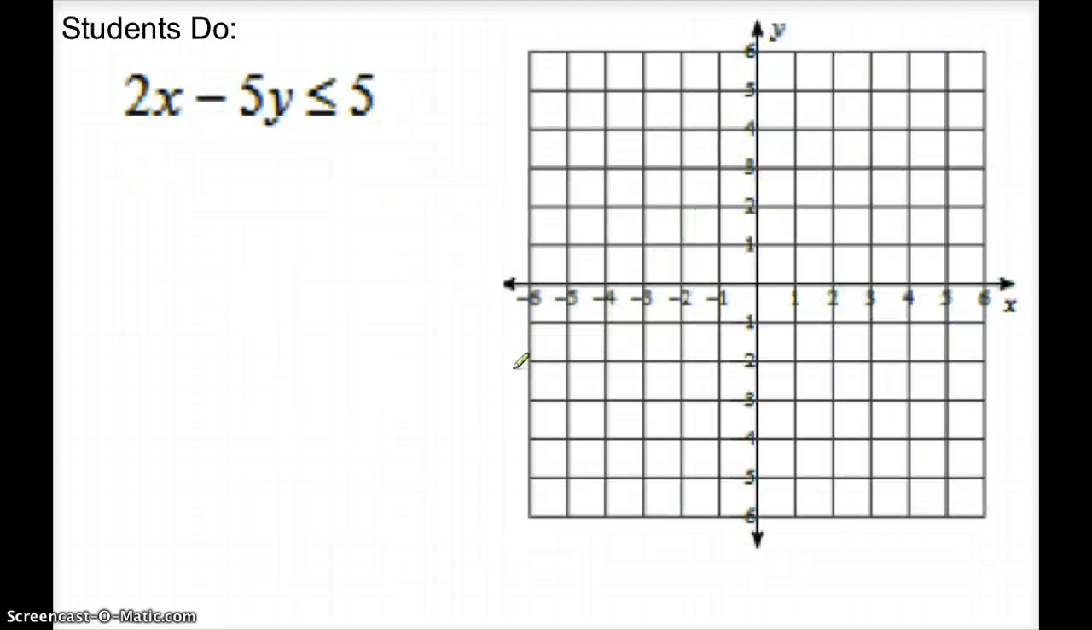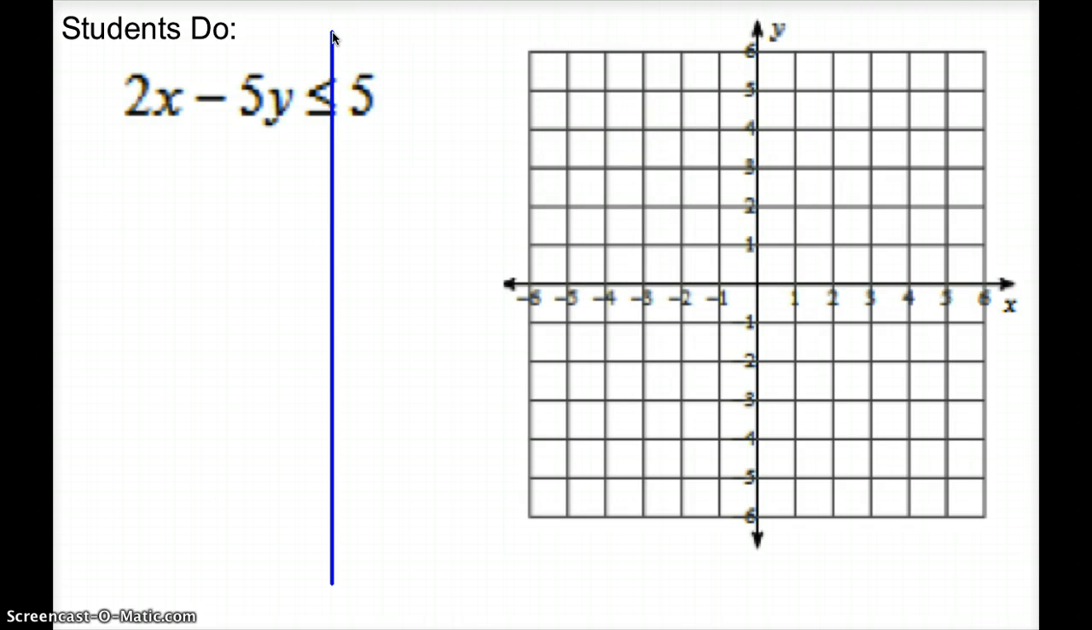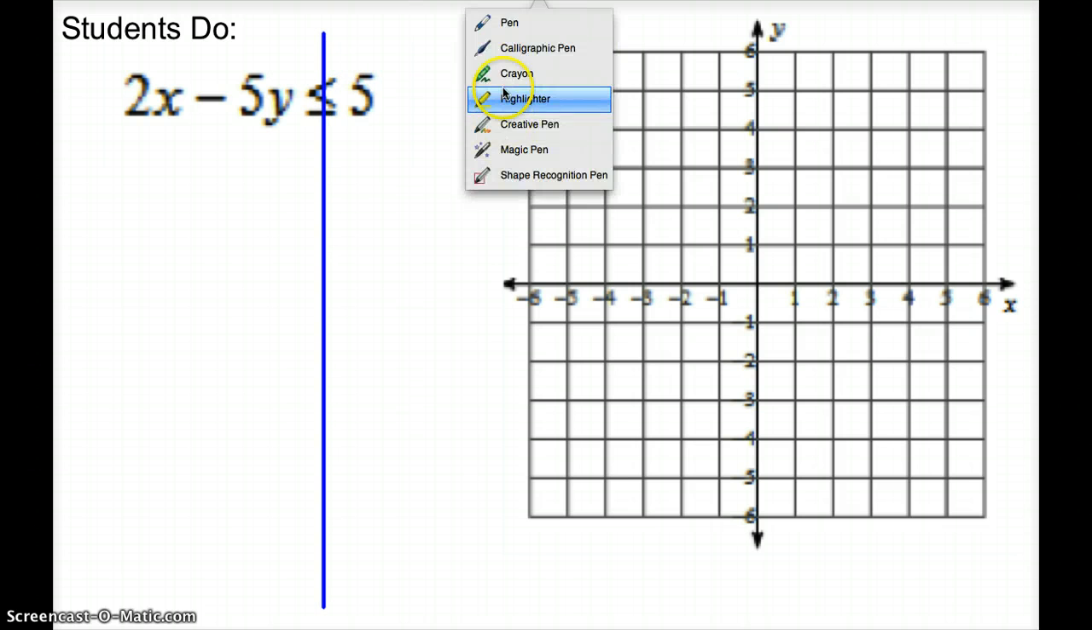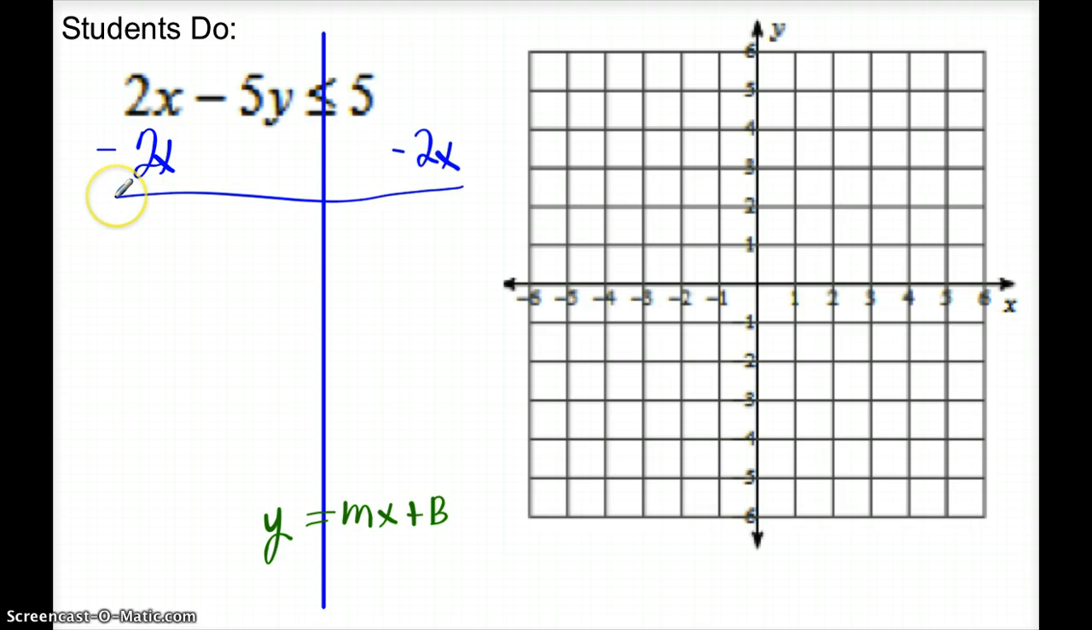Students do. One last time, we're going to make sure that we have y equals mx plus b. We want everything in that form because it gives us the most useful information. So this one should be y equals mx plus b. That means this y stays still, and the x goes to the other side. So let's do that first. Minus 2x, minus 2x. 2x minus 2x is 0. Negative 5y equals negative 2x plus 5.